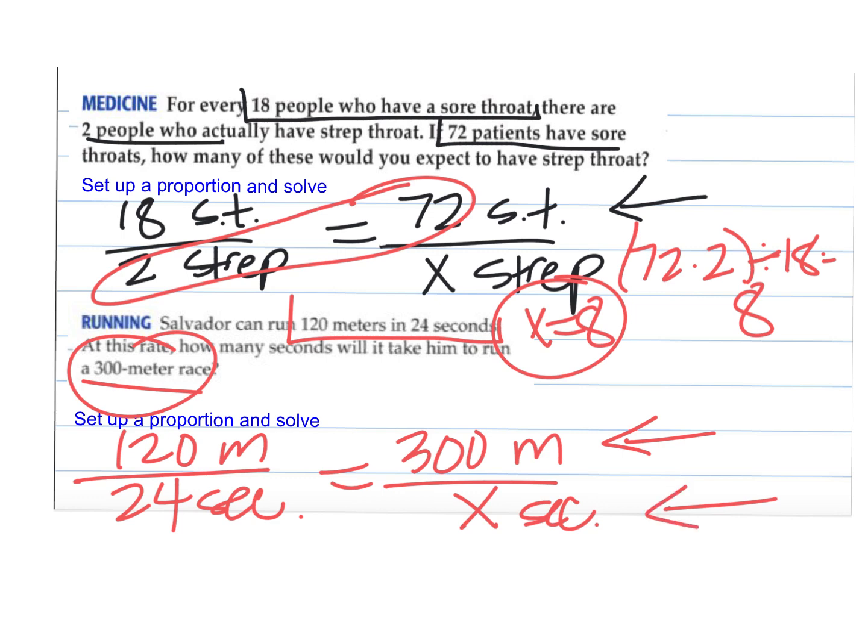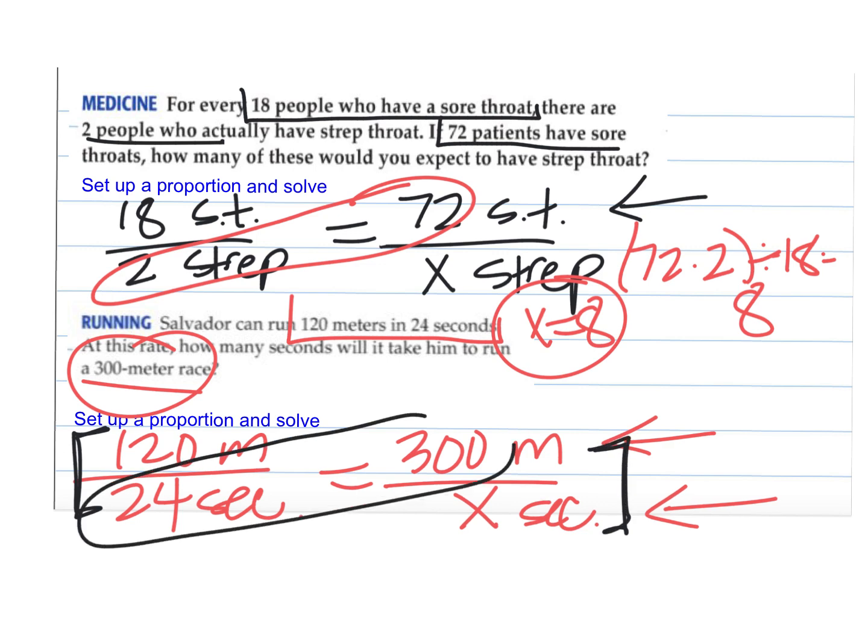What Salvador runs, 120 meters in 24 seconds, is his information, and then that's the information for the other ratio. So I would do 300 times 24, which is 7,200, divided by 120, and you would get x equals 60 seconds.